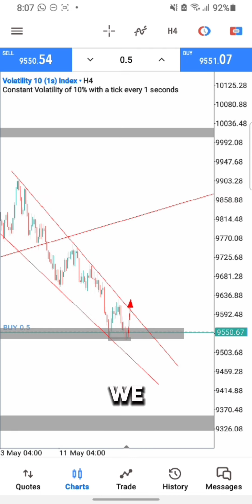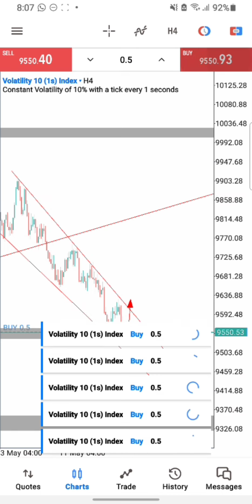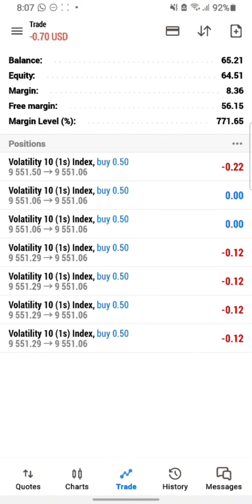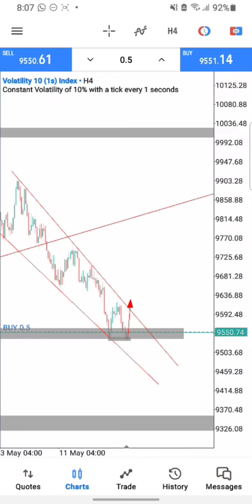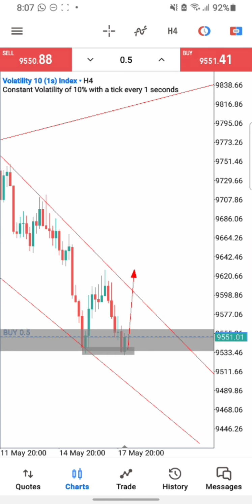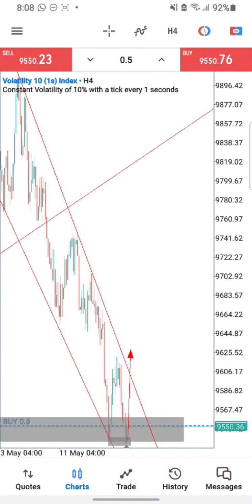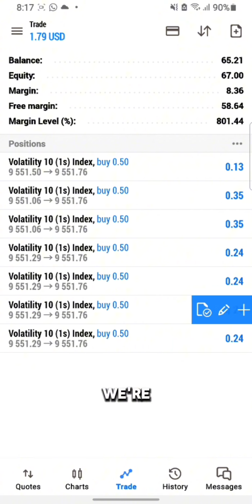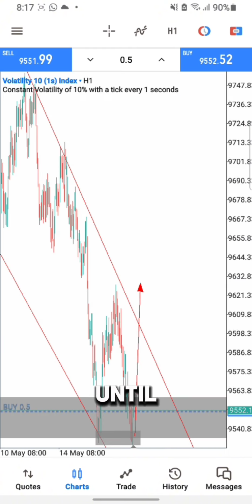As you can see right now we are in 62 cents loss, and then let's enter more positions. And then after some time we're still in loss, but however we're just going to continue holding until the market is in profit.